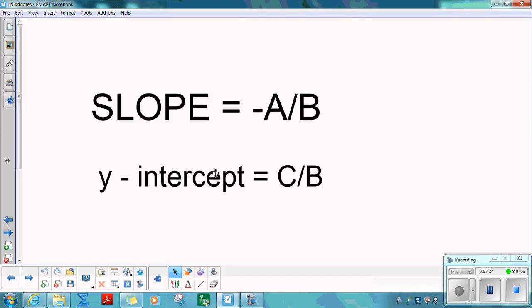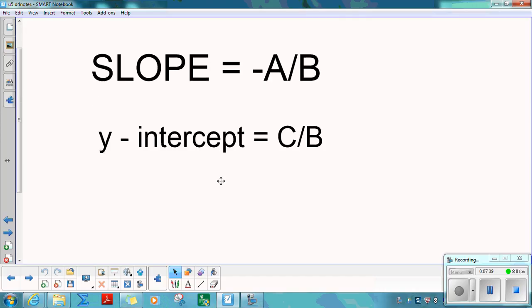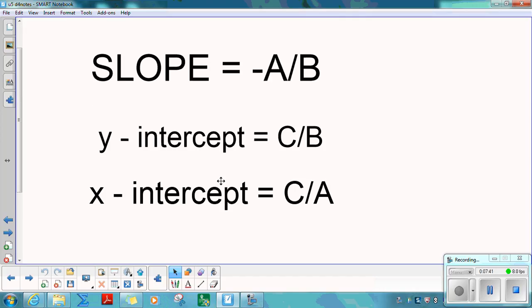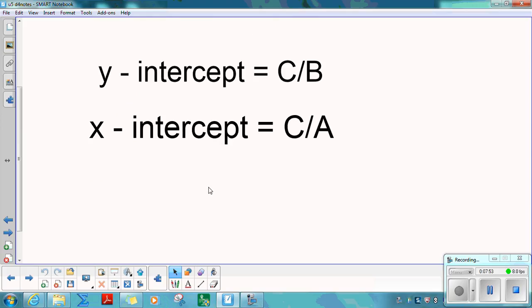Y-intercept was actually c over b. Whatever c was over whatever b was. And x-intercept you get by doing c over a. Okay? So those are little formula tricks you can use. If you can memorize them, you can use them all you want. Okay?